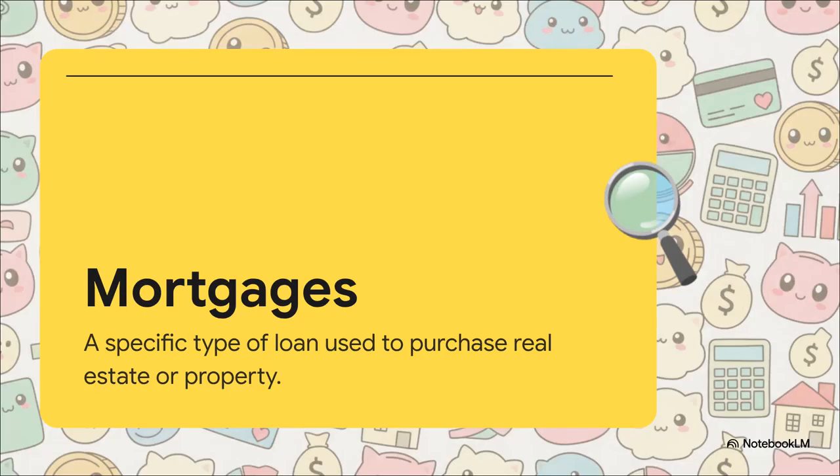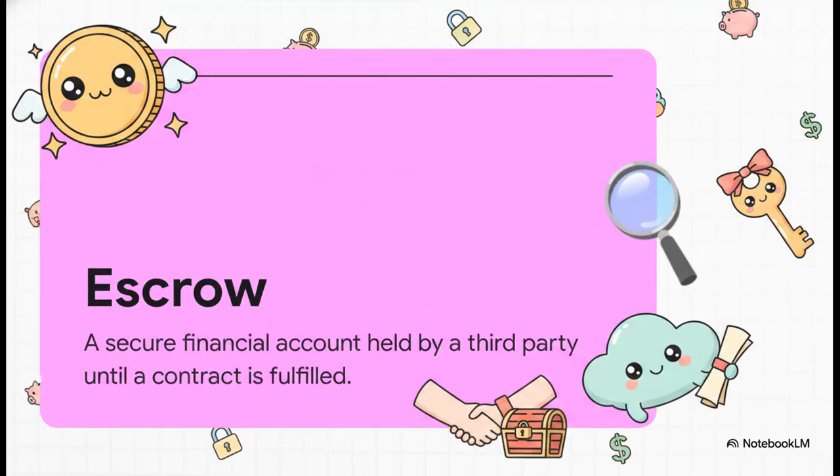Mortgages. A mortgage is a very specific, common type of loan that is used exclusively to purchase real estate or physical property. Escrow. An escrow is a highly secure financial account held by a completely neutral third party. The funds just sit in escrow until all the conditions of a contract are completely fulfilled.